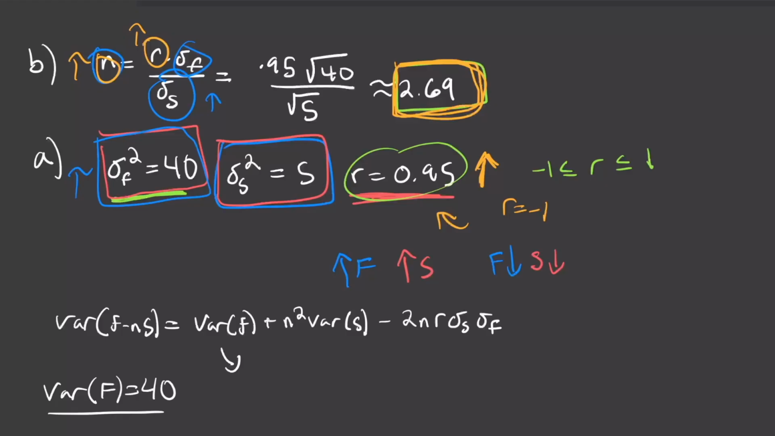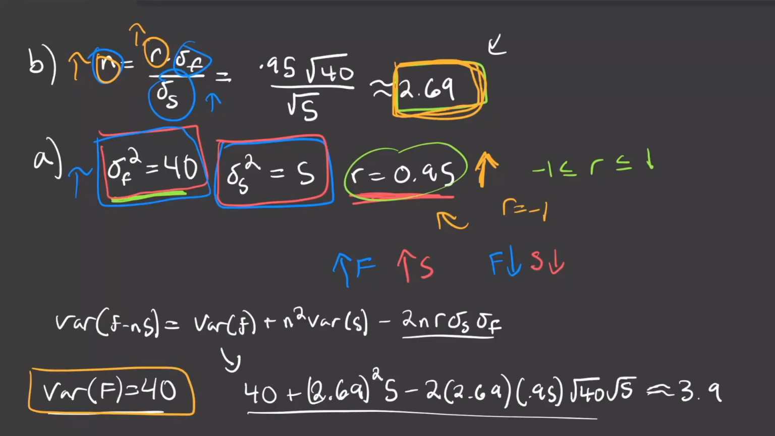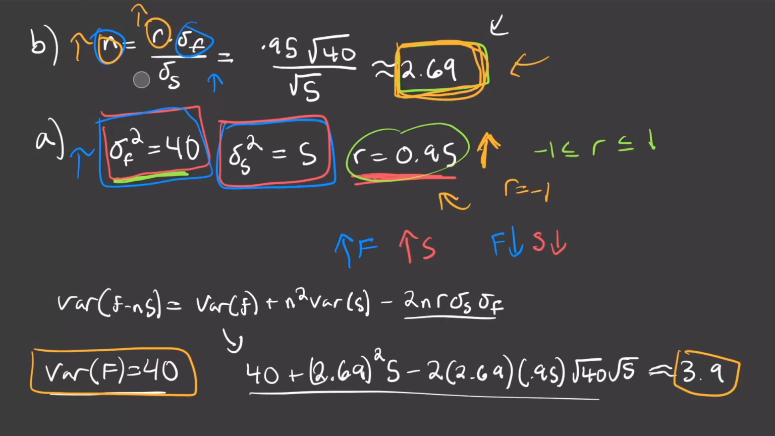Now, my variance after hedging with the optimal amount of 2.69 shares of the S&P 500 is going to be, if I plug in all my values, the variance of F was 40, plus n squared, which is 2.69 squared, times the variance of S, which was just 5, then minus 2 times 2.69 times R, which was 0.95, times the standard deviations of S and F, which were root 5 and root 40. When I run all this through a calculator, I get a final answer of around 3.9. Now you can see my variance has reduced quite a lot. The variance of one Fartcoin, which I originally bought, was 40, and now it's only 3.9 after hedging with 2.69 shares of the S&P 500, which is optimal. So 2.69 is the final answer for part A.